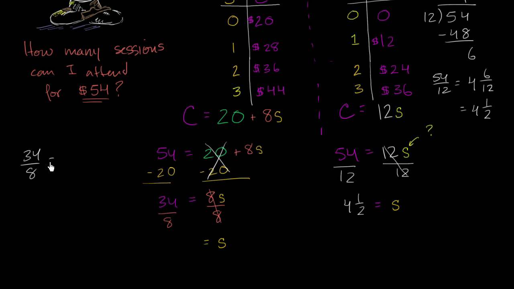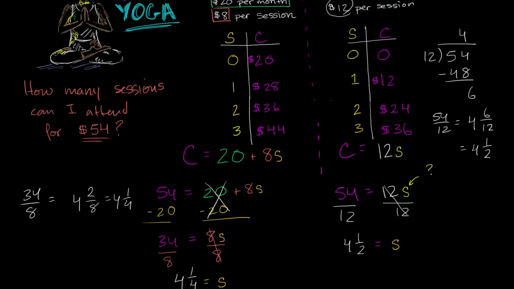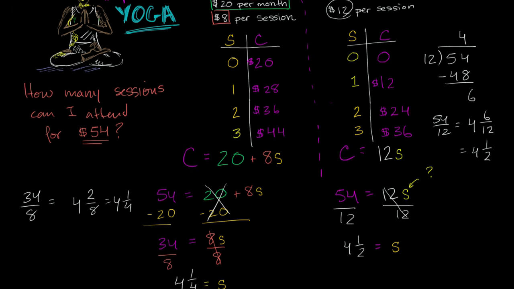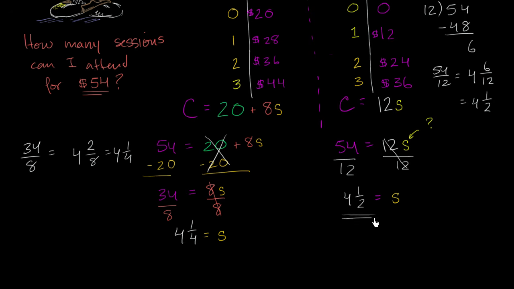34 divided by 8 is equal to, let's see, 8 goes into 34 4 times with the remainder 2. So 4 and 2/8, or it's 4 and 1/4. So I could attend 4 and 1/4 sessions under the basic plan. So assuming I can do fractional sessions, for $54, which one can I attend more sessions in? The basic plan or the trial plan? Well, for $54, I could attend a slightly longer amount of sessions under the trial plan.